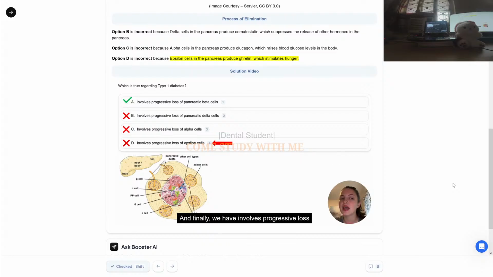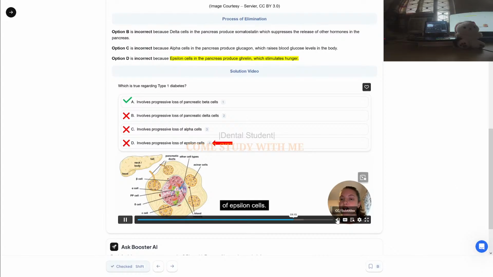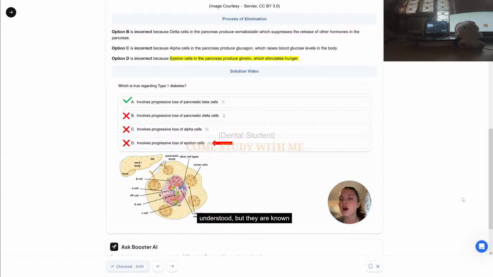And finally, we have involves progressive loss of epsilon cells. Now, these cells of the pancreas are still only somewhat understood, but they are known to secrete a hormone called ghrelin, which stimulates the appetite. This is often known as the hunger hormone, and it also assists in energy balance and the metabolism.